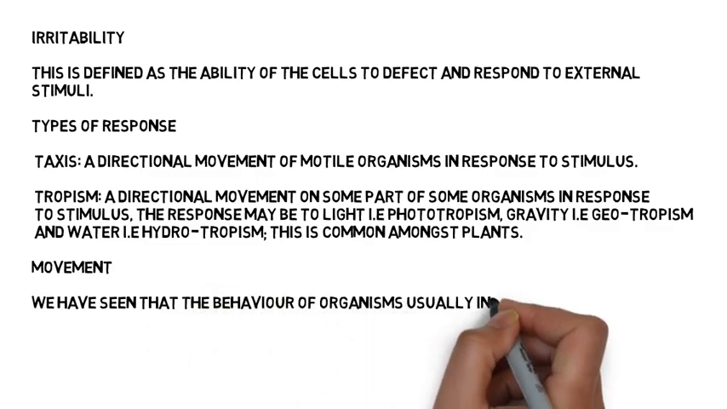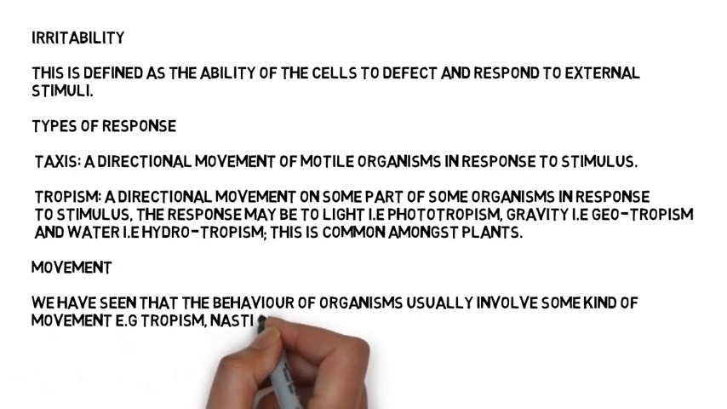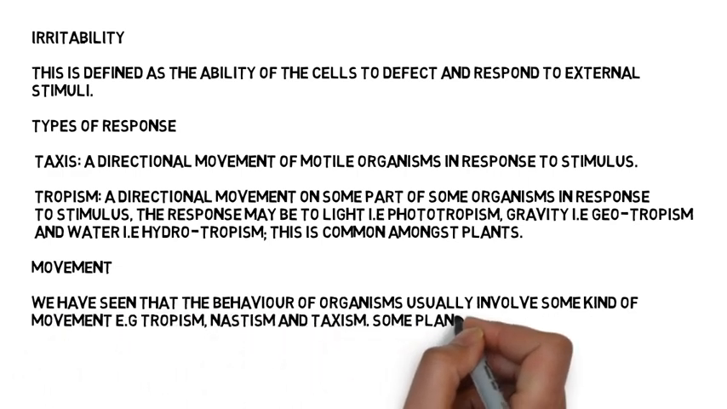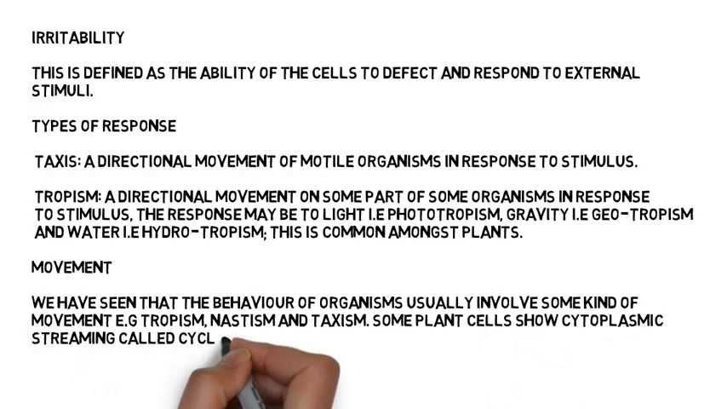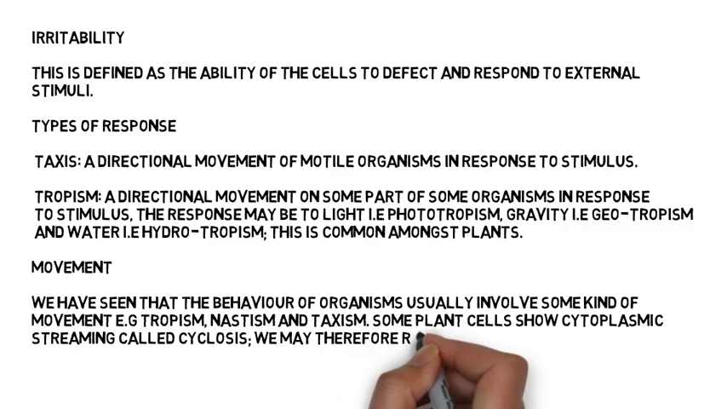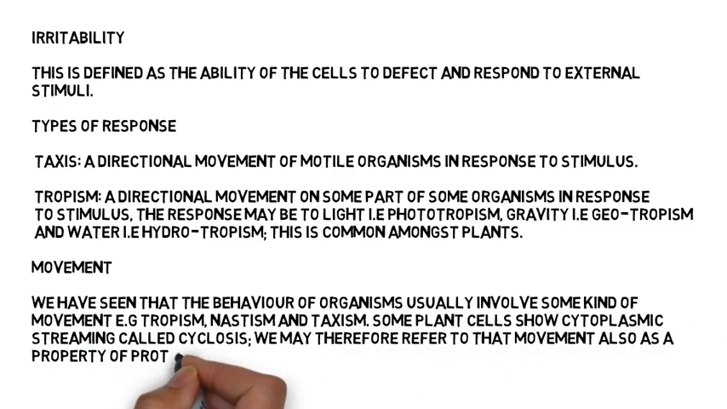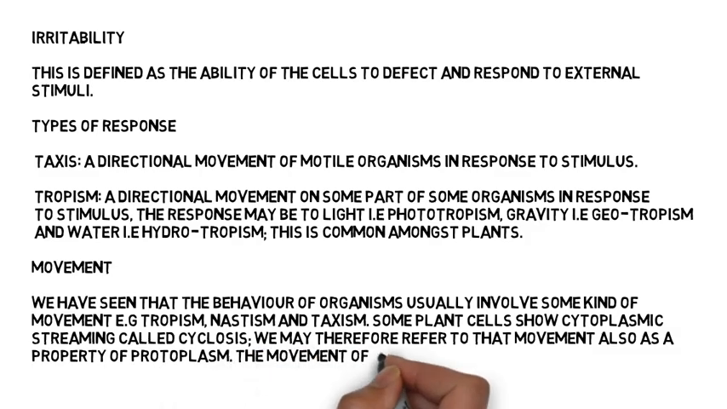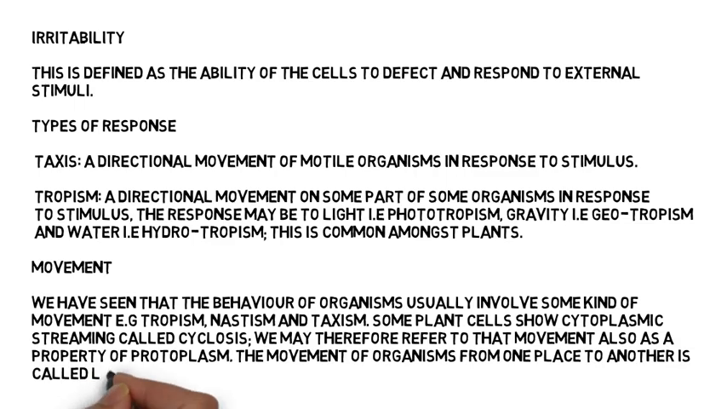6. Movement. We have seen the behavior of organisms usually involves some kind of movement. Examples are tropism, nastism, and taxis. Some plants show cytoplasmic streaming called cyclosis. We may therefore refer to that movement as a property of protoplasm. The movement of organisms from one place to another is called locomotion.